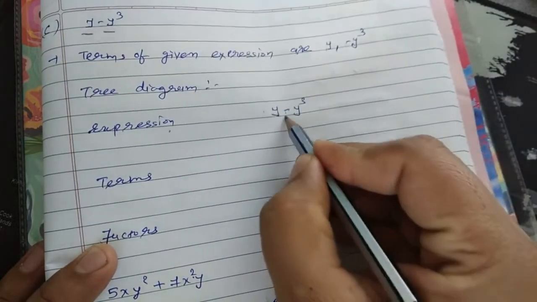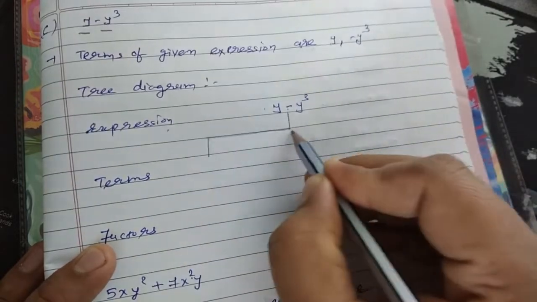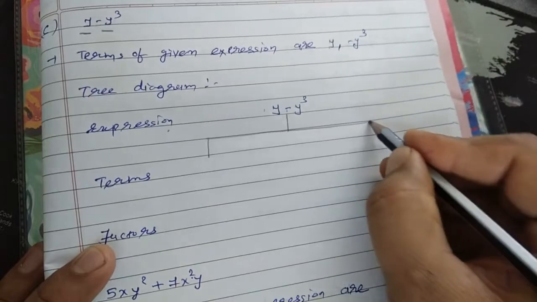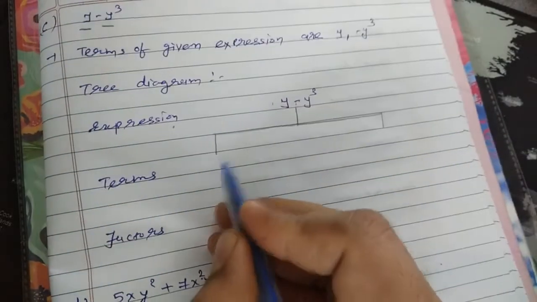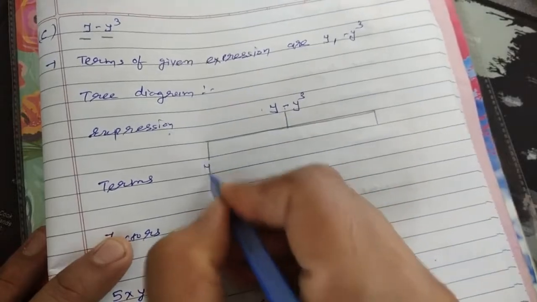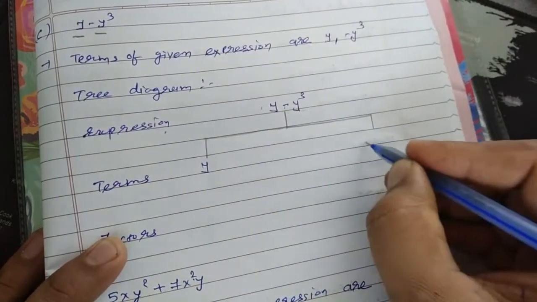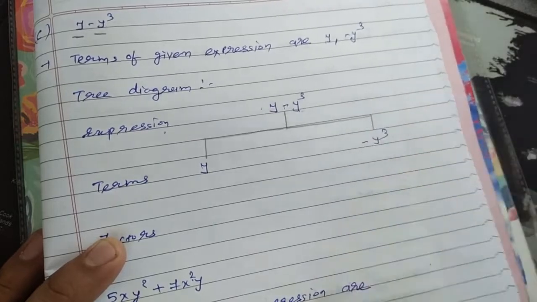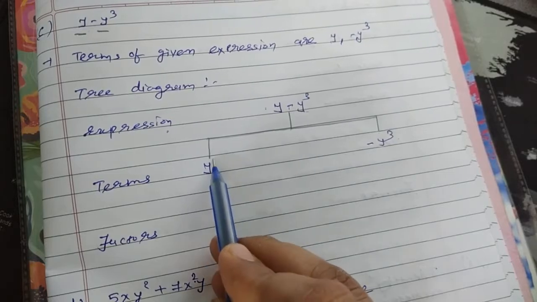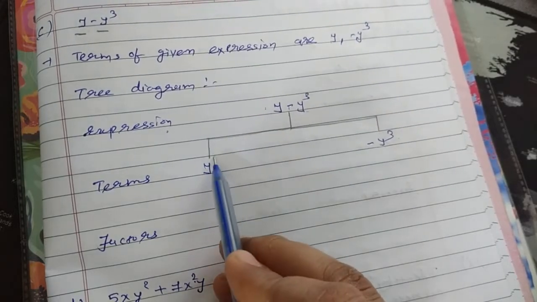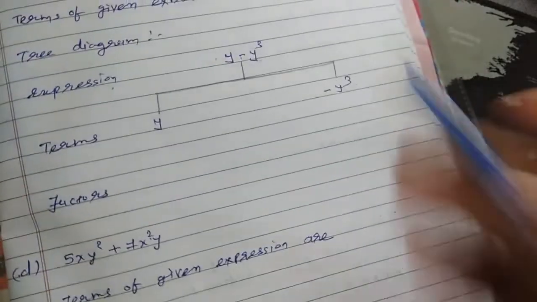First of all we will write the expression, that is y minus y cube. Then we will draw a continuous line, and as 2 terms are there, we will make 2 parts. In the first part we will write one term, that is y. In another part we will write the second term, that is minus y cube. Here only y is there, only one variable having power 1. So here we do not have to factorize further.